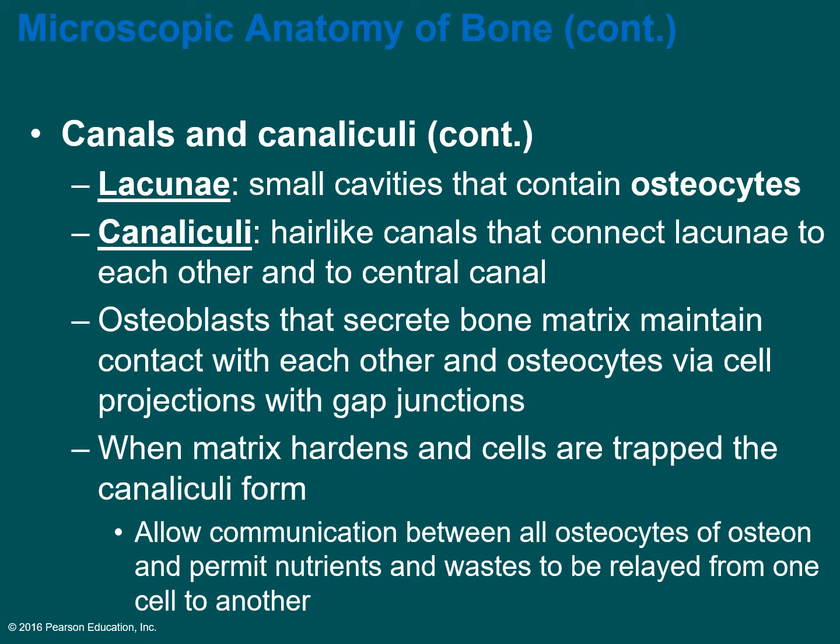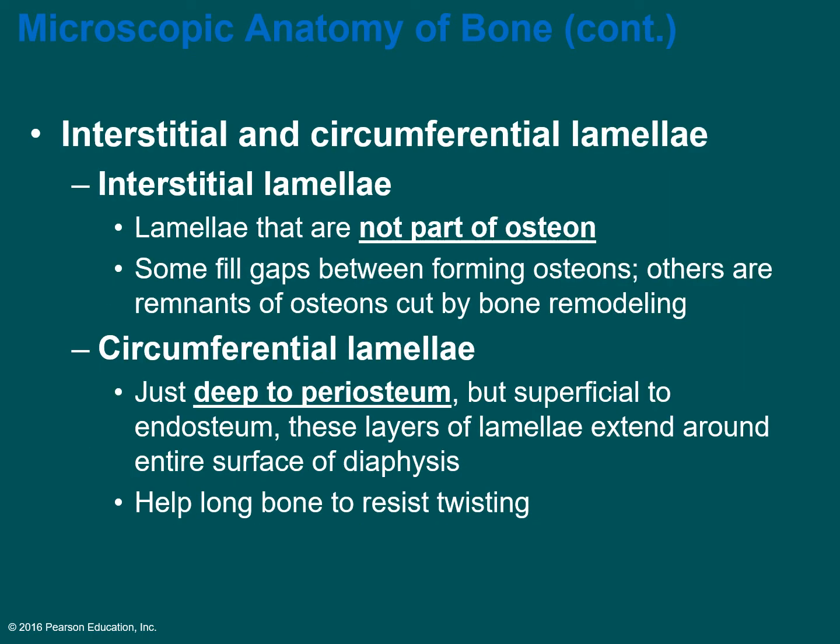Canaliculi are little tiny canals that will connect the lacunae to each other, and they will connect them to the central canal. Because those osteocytes may not be going through mitosis, but they are still living, which means they still need blood supply. They still need oxygen. They still need nutrients. And so they need to be connected. When that matrix hardens, the cells become trapped in there, but the canaliculi allow for communication between them.